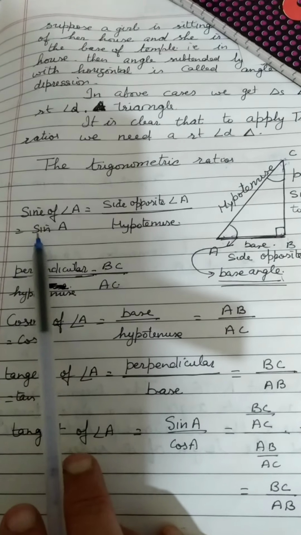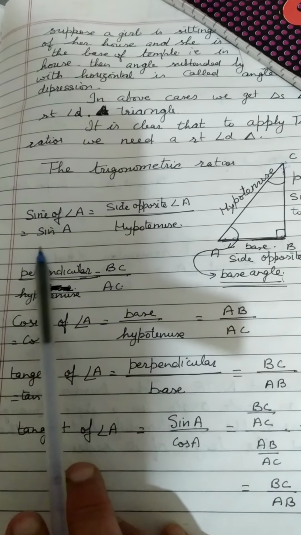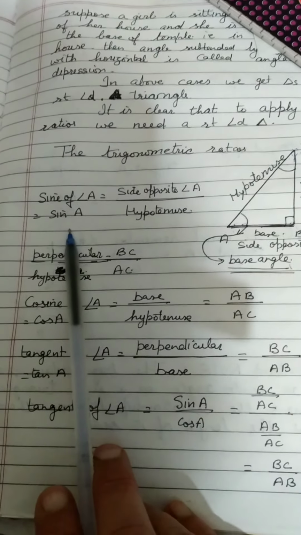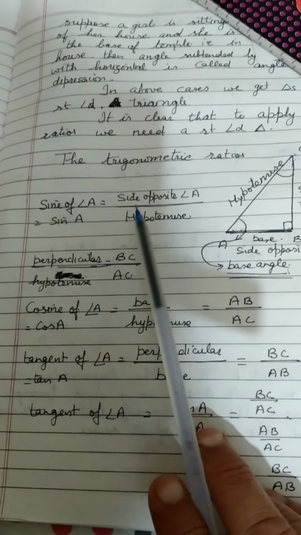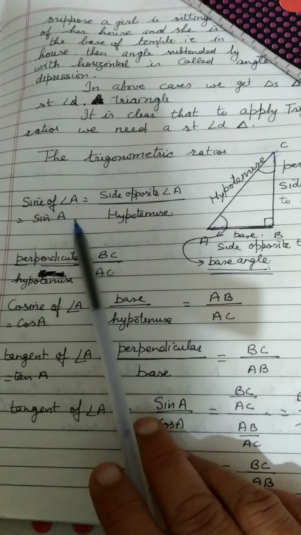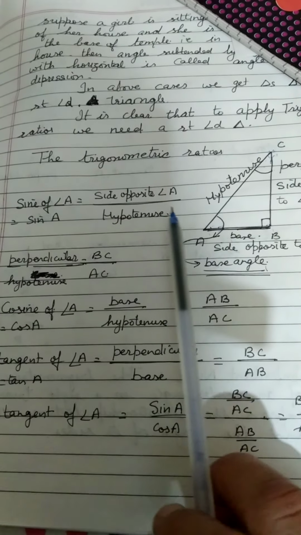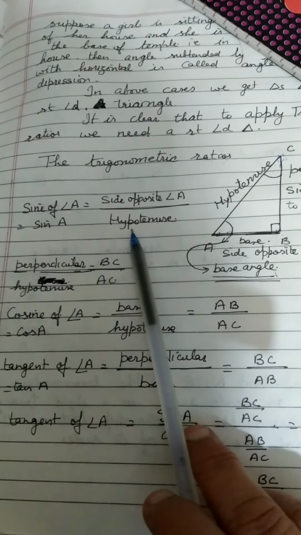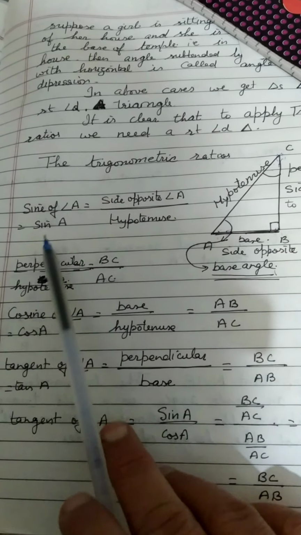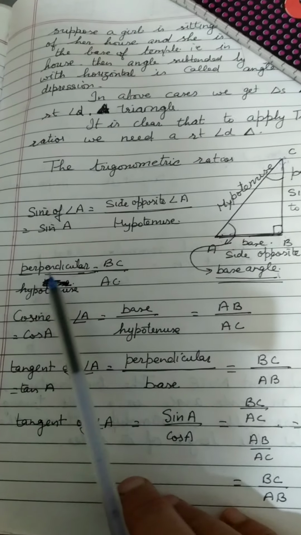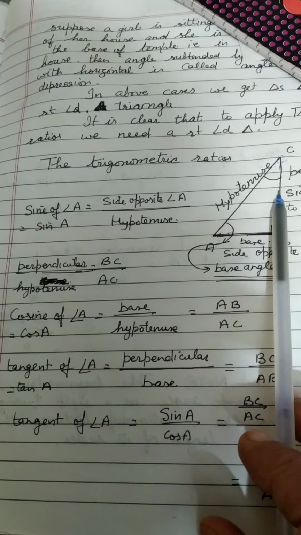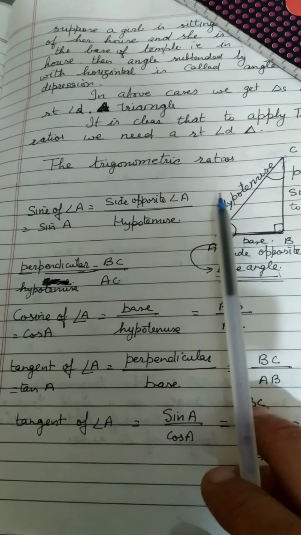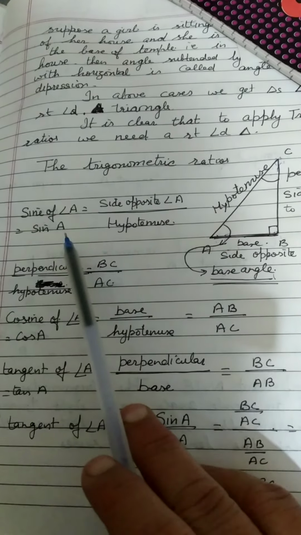It is sine, S-I-N-A. It is pronounced as sine A. Sine A is the side opposite to angle A upon hypotenuse. It means sine A is equal to the perpendicular upon hypotenuse. This you should remember always.